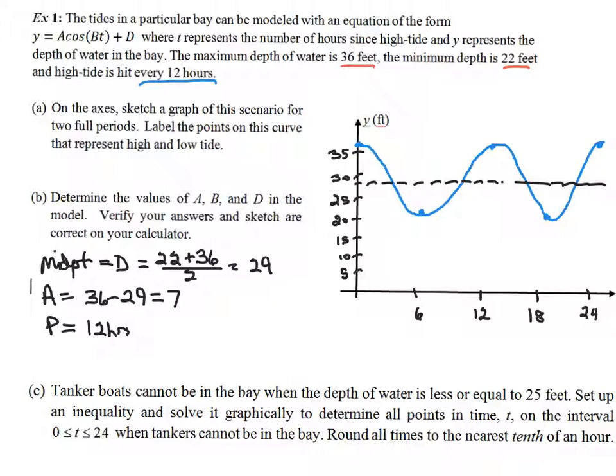And to finish it off, let's do our B value. We remember that P times B has to equal 2 pi. So if I already know that P is 12, I can calculate B by dividing both sides of the equation by 12. So B will be equal to 2 pi divided by 12. So B would be equal to pi over 6.